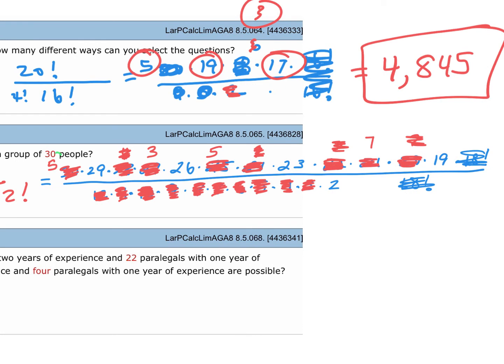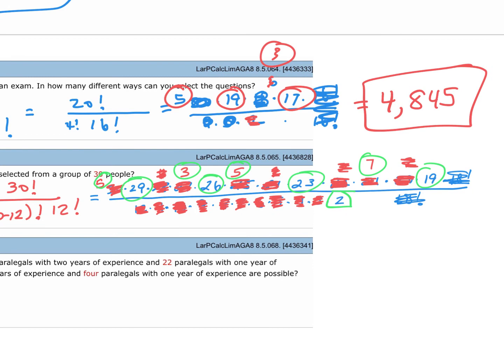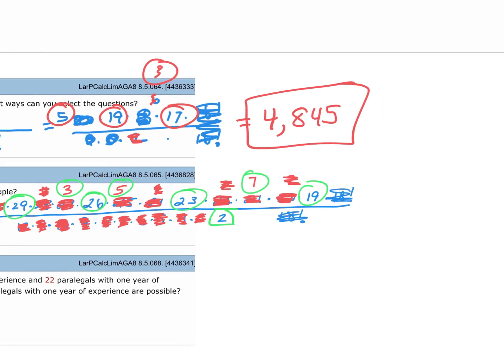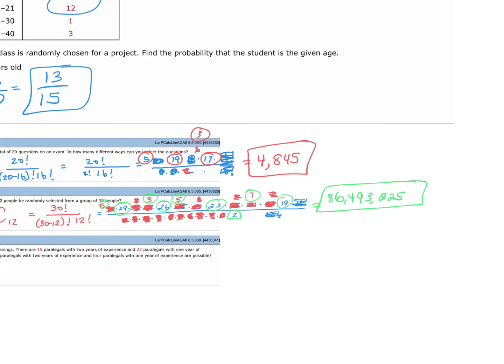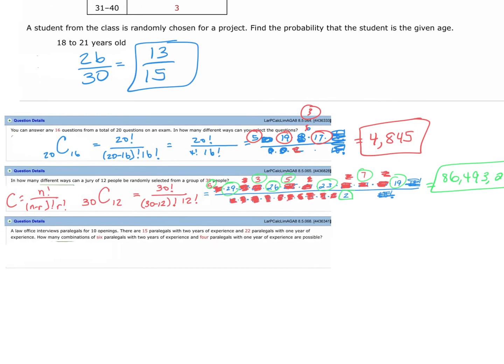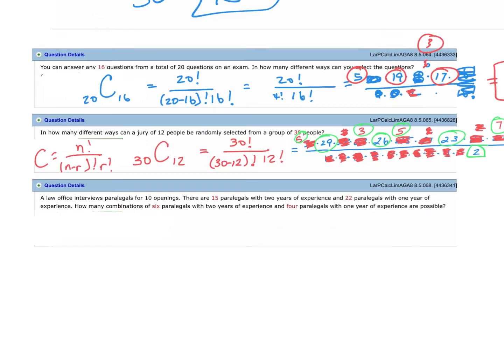Now, let's circle the mess that we've made. So I have 5 times 29 times 3 times 26 times 5 times 23 times 7 times 19 divided by 2. And when you do all of that in your calculator, you get 86,493,225. But right there, guys, is how you show your work. You've got to be real organized. It can get super messy in a hurry, so we've got to be careful.